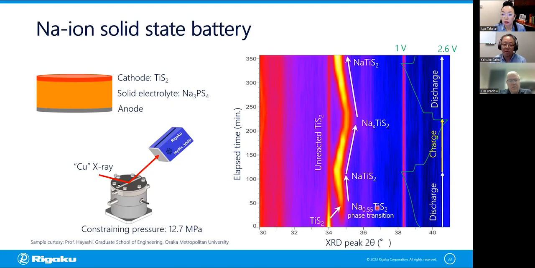Another interesting feature we found is, as you see here, some of the intensity from the titanium disulfide remained until the end of the operando. This means some of the titanium disulfide cathode remained unreacted. This kind of investigation can be done very easily if you have an operando XRD measurement.